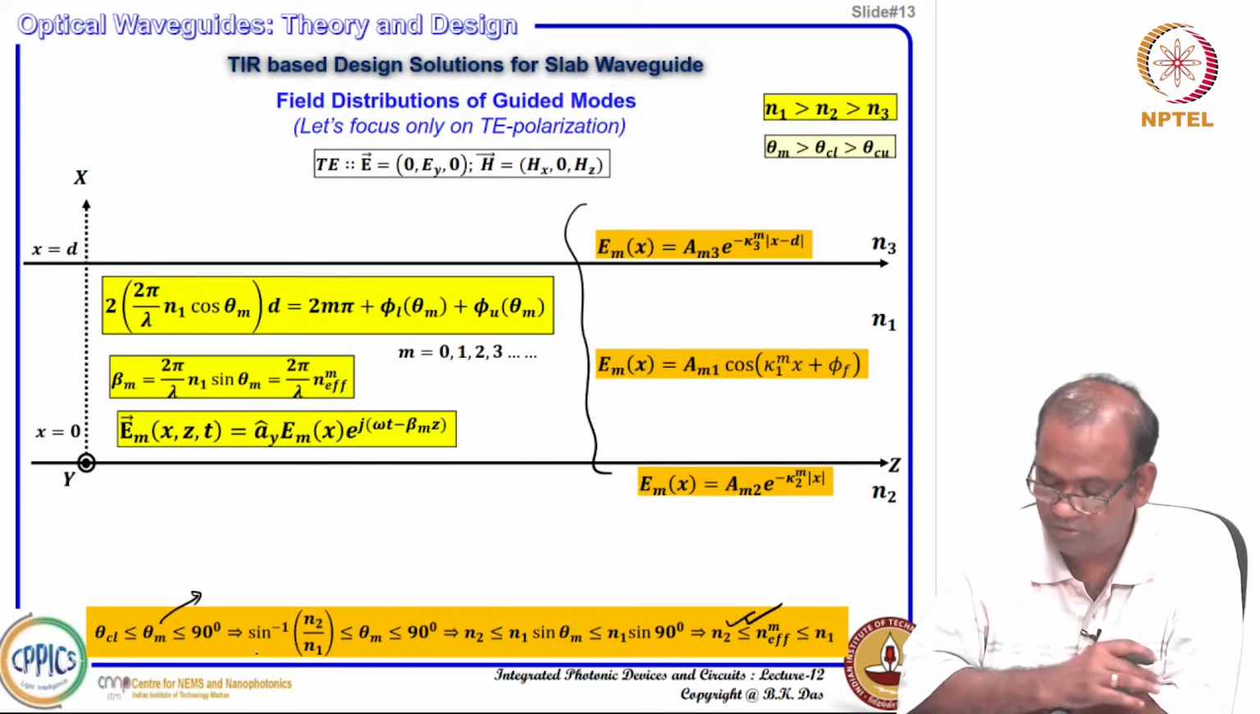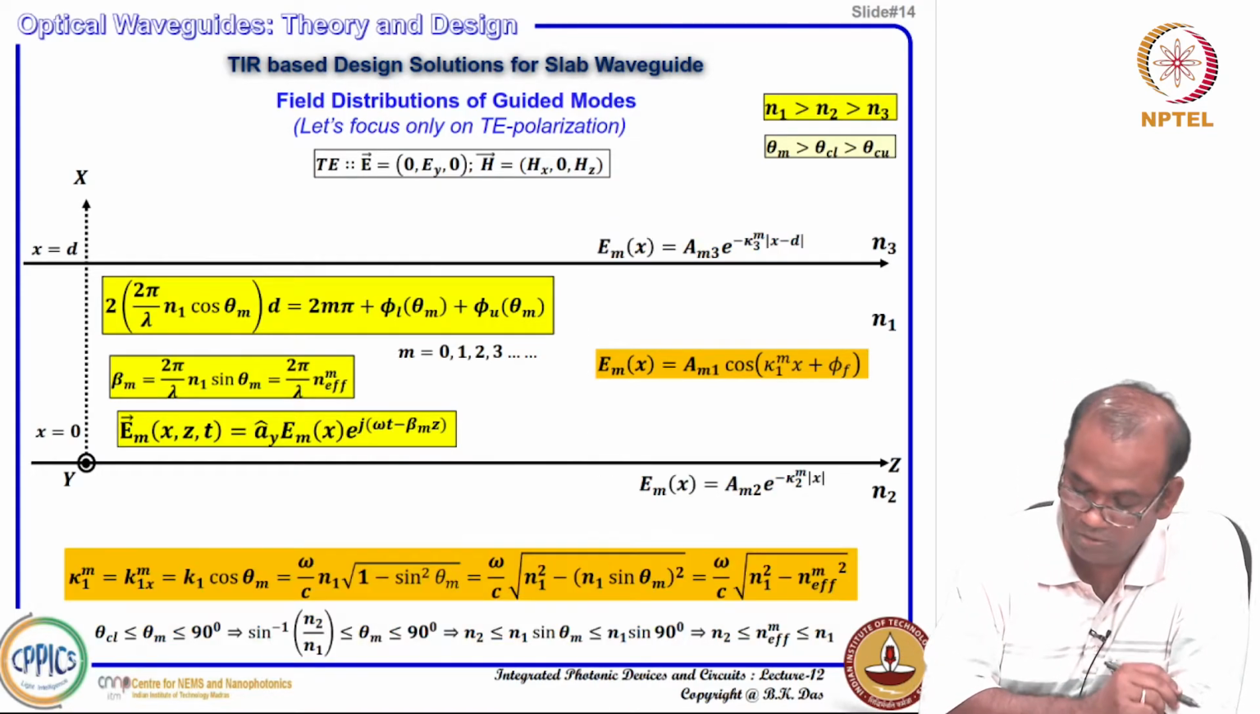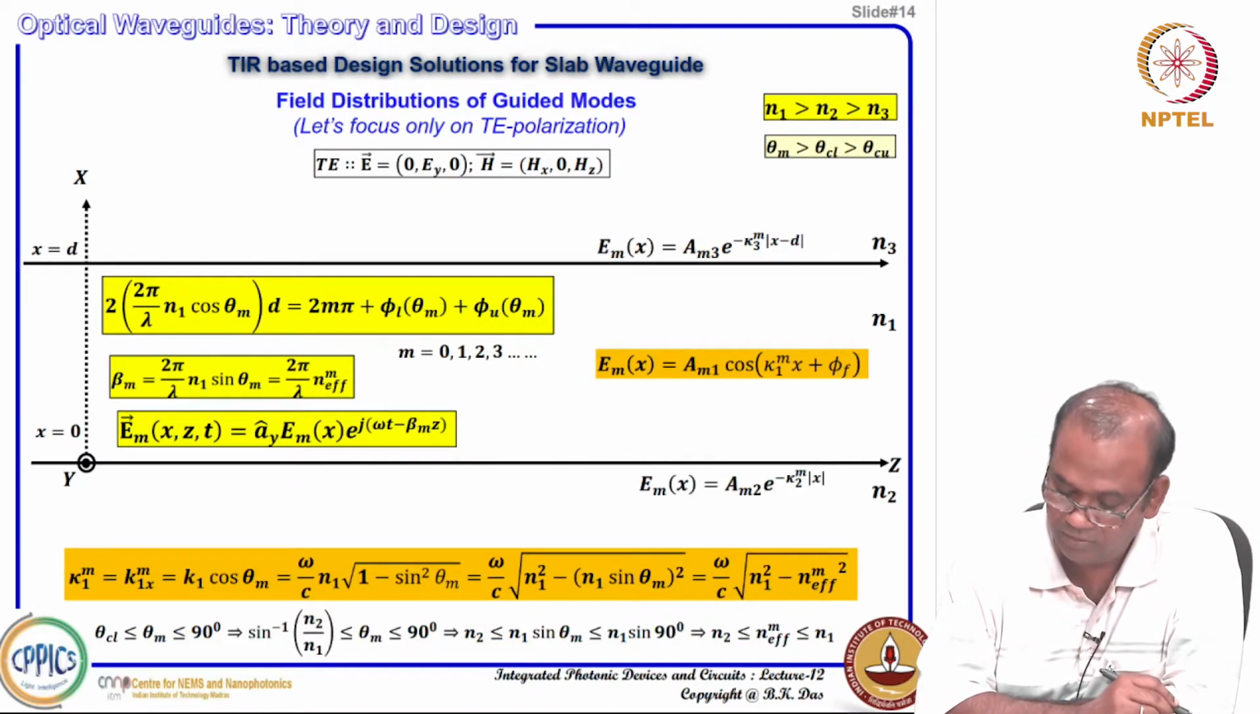For the moment, you do not need to consider that here. Okay. So far so good. Now, let us see what is k1 m. Here we have used k1 m.